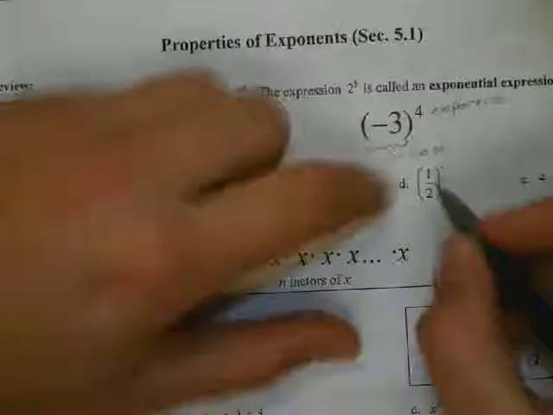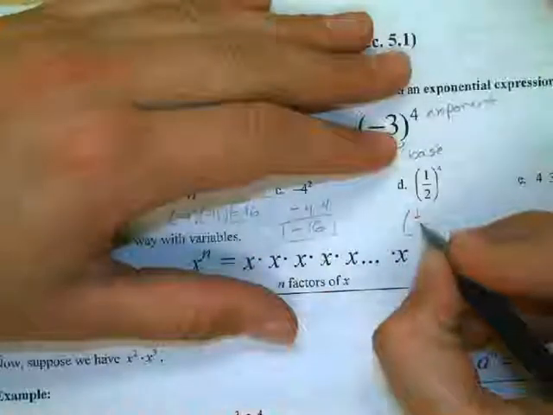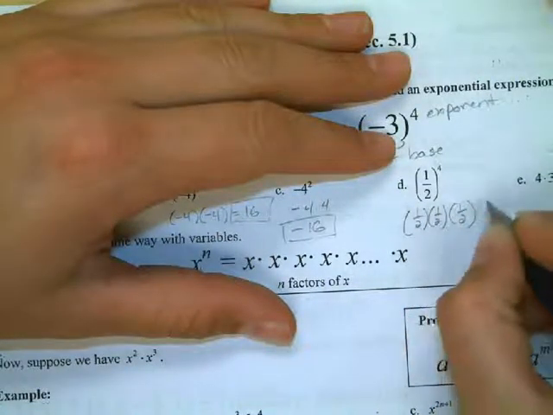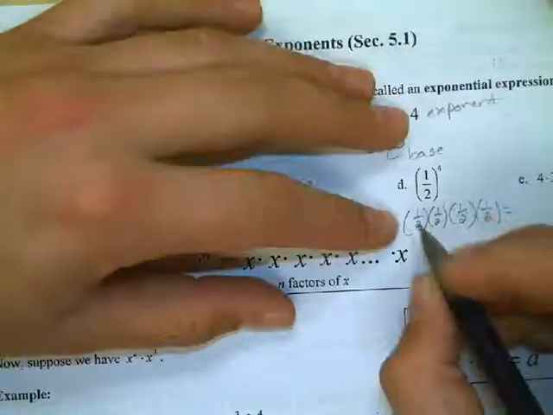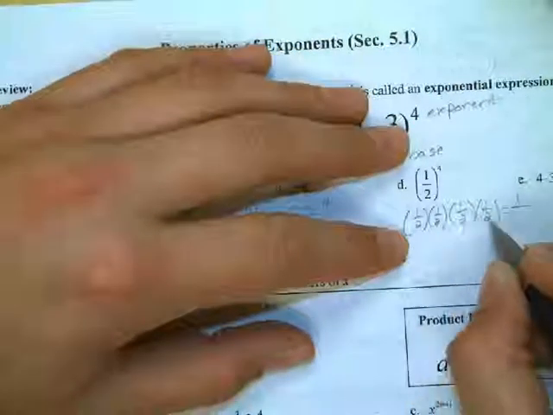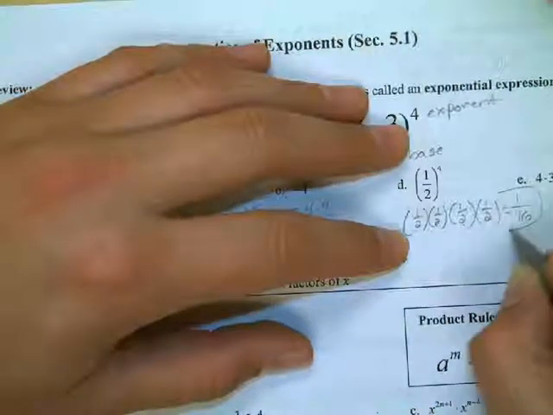Here, 1/2 to the 4th power means 1/2 times 1/2 times 1/2 times 1/2. You have to know your fraction skills here. 1 times 1 times 1 times 1 is just 1. 2 times 2 is 4, times 2 is 8, times 2 is 16. So the answer there would be 1/16.